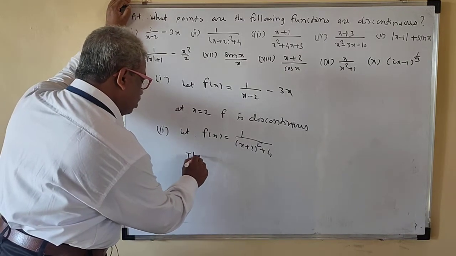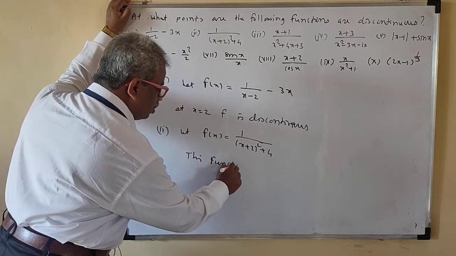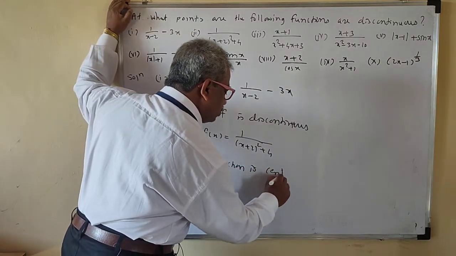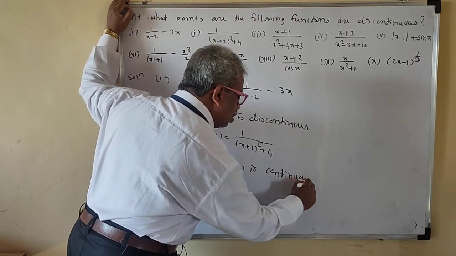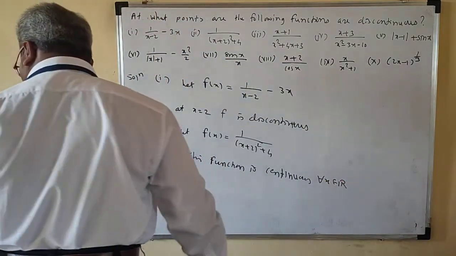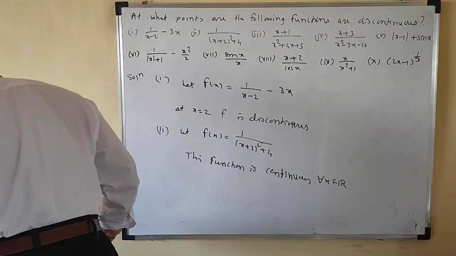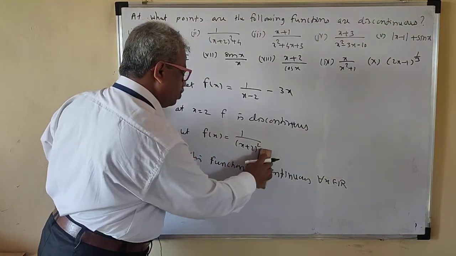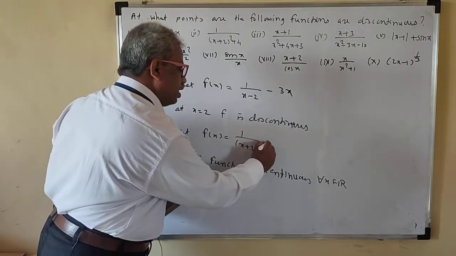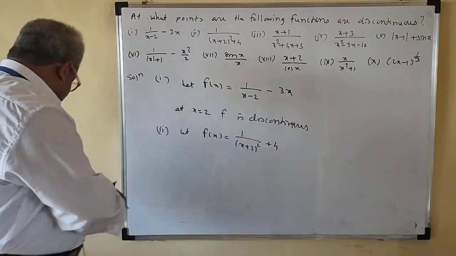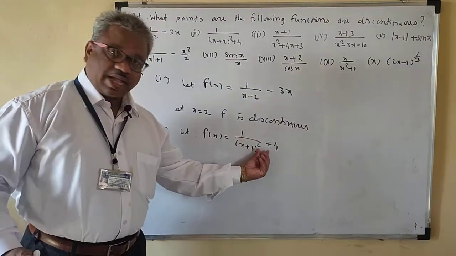This function is continuous for all x belongs to R. Instead of this, we'll correct this problem. So we'll write this as, the plus 4 is not in the denominator now. The plus 4 is separate.